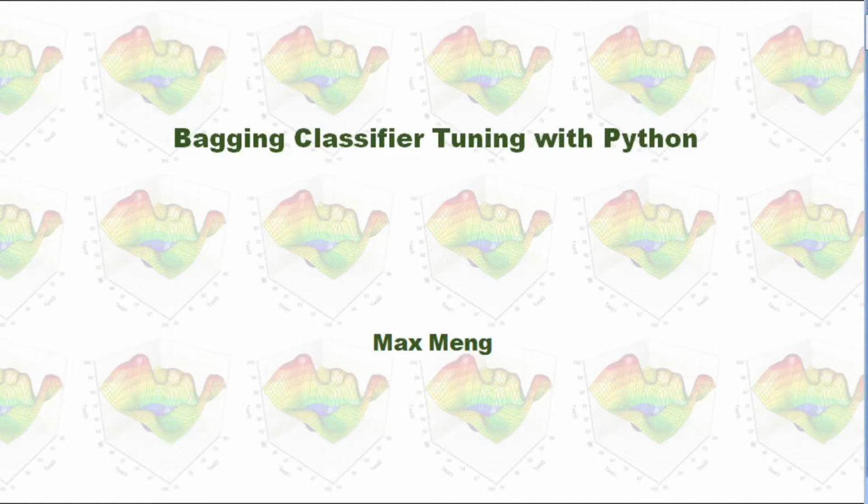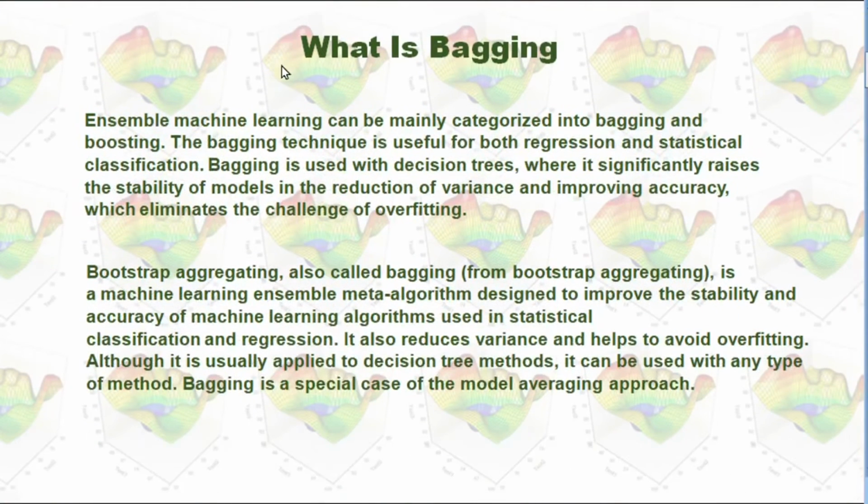This time, I'm going to talk about bagging classifier tuning with Python. Ensemble machine learning can be mainly categorized into bagging and boosting. The bagging technique is used for both regression and statistical classification. Bagging is used with decision trees, where it significantly raises the stability of the model in the reduction of variance and improving accuracy. Bagging is also called bootstrap aggregating.